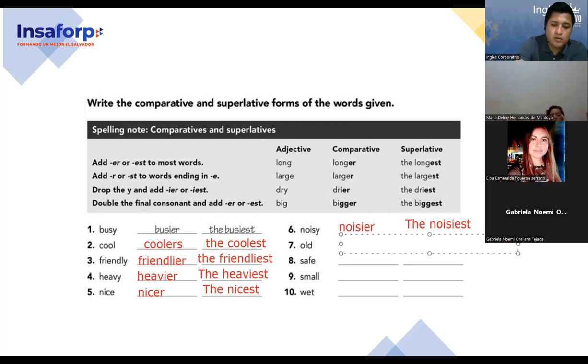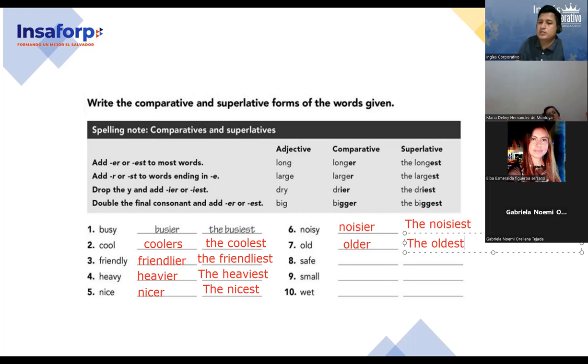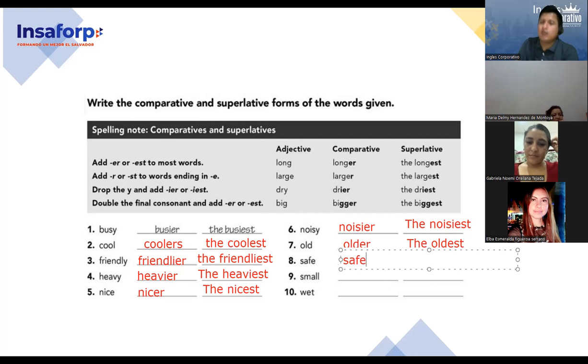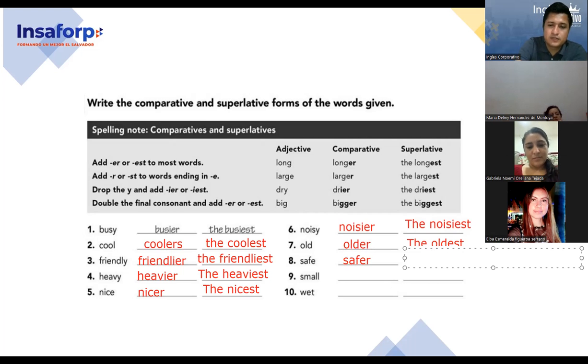Older. Older, right. And what is the superlative? The oldest. Oldest. Don't forget pronunciation, the oldest. What about number eight? Safer. Safer, right. Exactly, safer. And what is the superlative? The safest. The safest, very good. Perfect. What about the number nine?